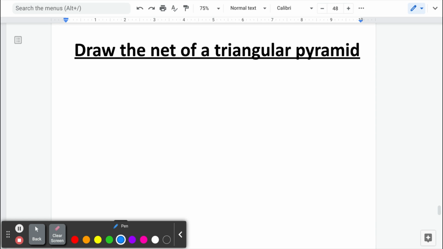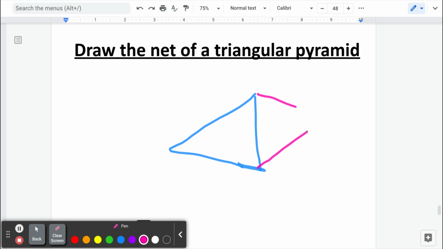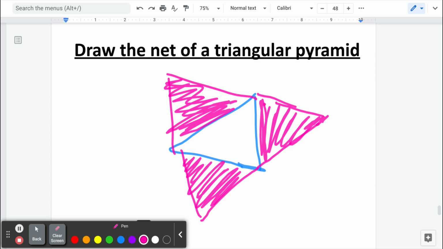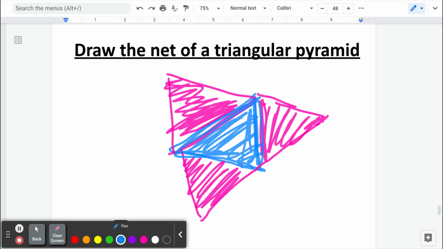Remember that our bottom is a triangle. But then if I look and unfold my sides, those are all triangles as well. So it looks something like this. Because all the sides are the same, my lateral faces, or my pink triangles here, these are all going to be the same as well. However, my inside triangle, which is blue, this one will be different. Okay, it might not necessarily be the same.